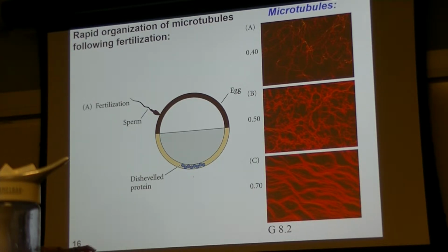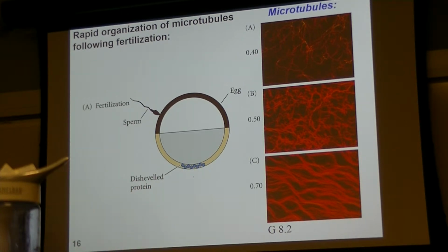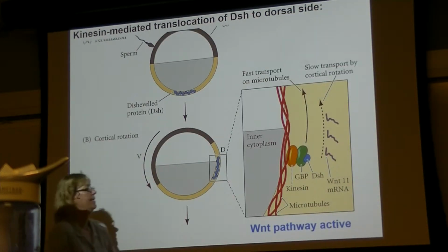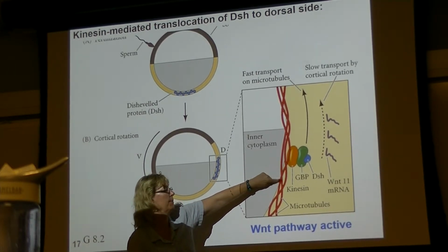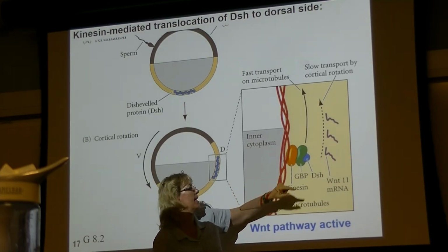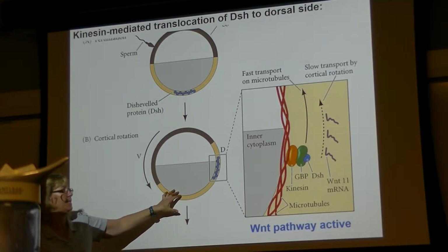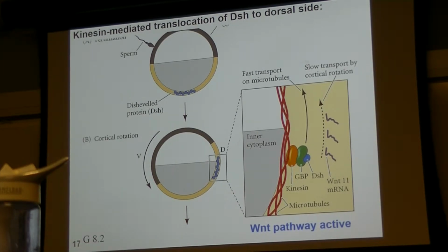And so dishevelled, initially down here in the vegetal cap, is going to be carried along microtubules up towards the future dorsal side. And so here is a kinesin. It's a protein that is a microtubule motor, and it's bound to the microtubules. And then we have a couple of other guys, but dishevelled essentially binds to that complex and gets moved along to a new location. In addition, there are also Wnt11 mRNAs that were present in the cortical cytoplasm. So just on the superficial layer of cytoplasm, these get moved to the new location too.